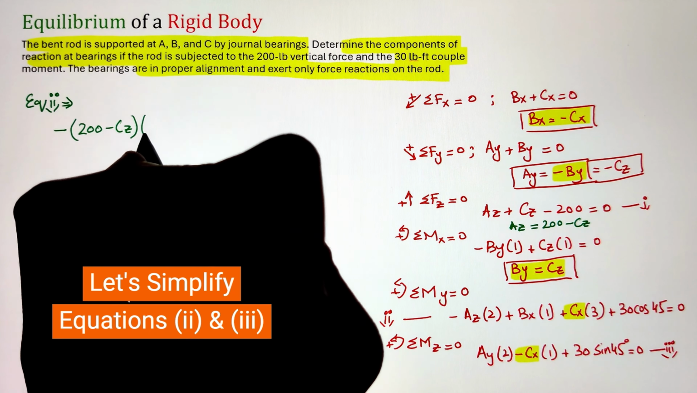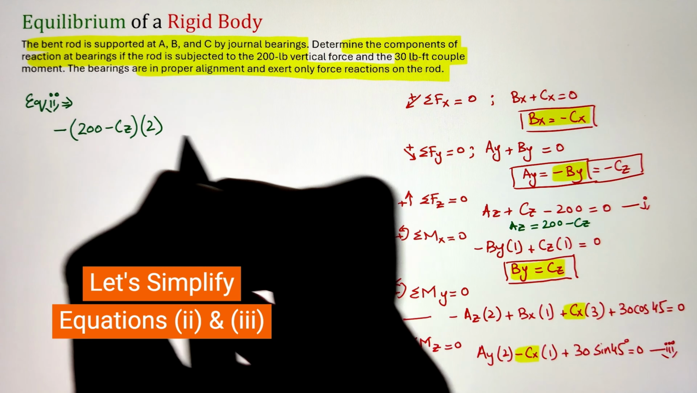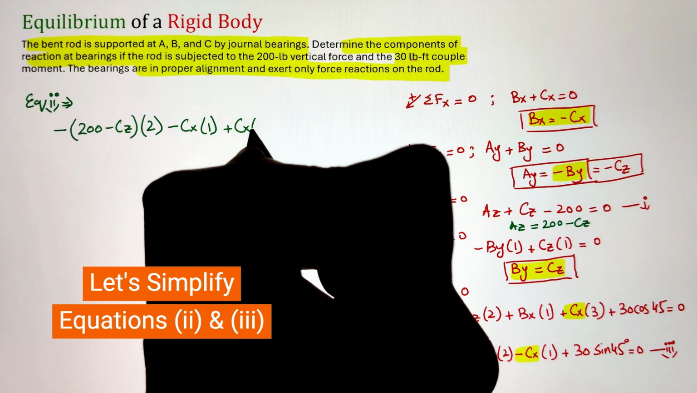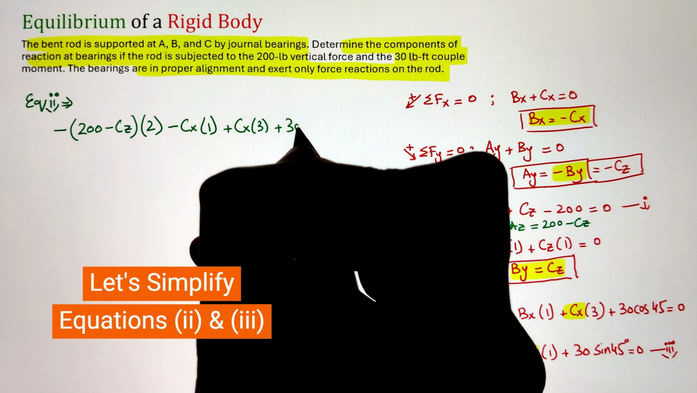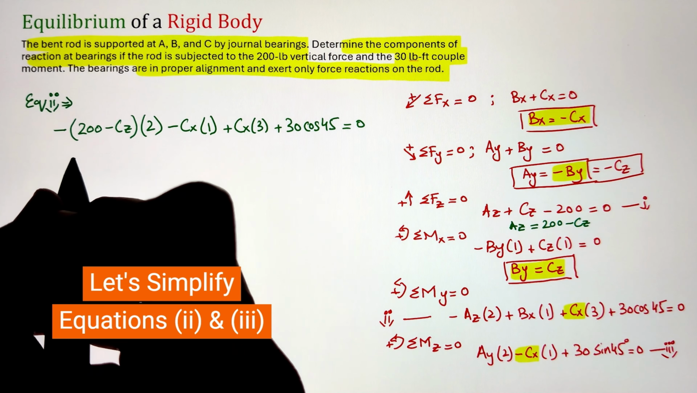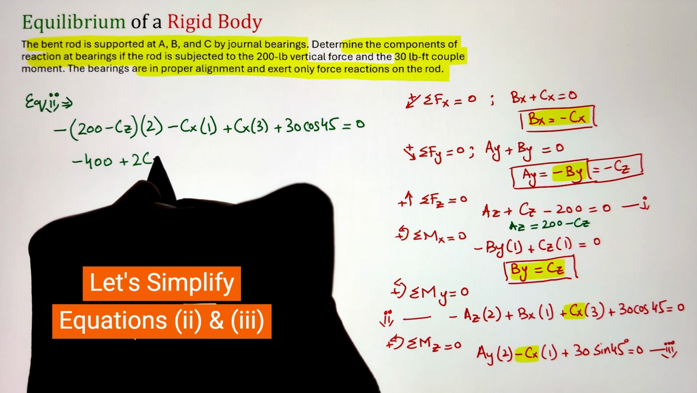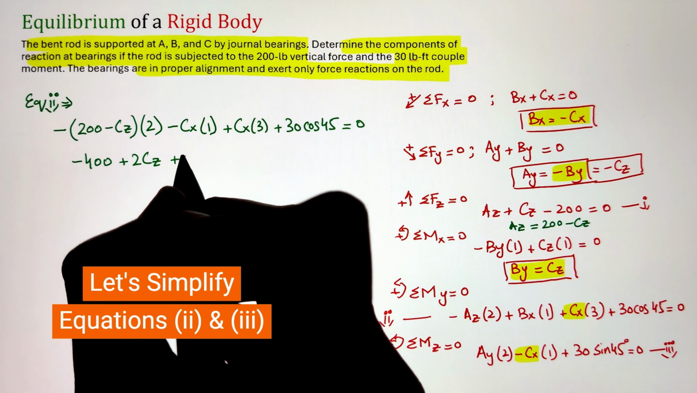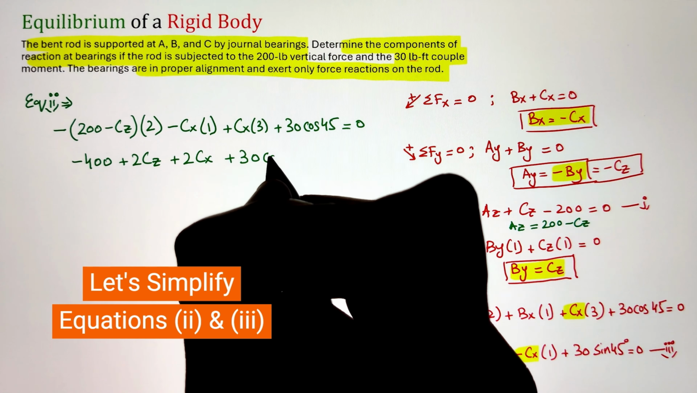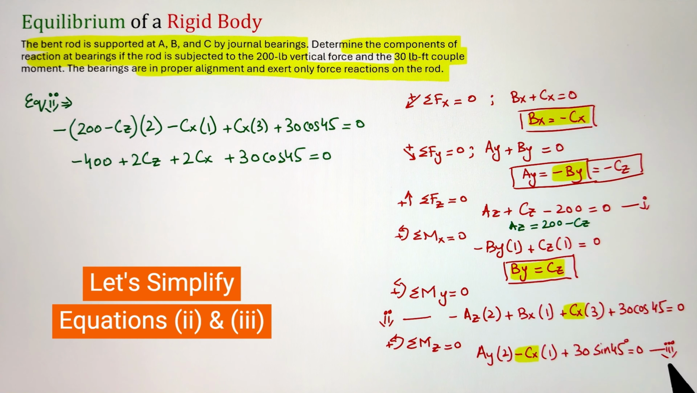This thing is being multiplied by 2, plus Bx times 1, and we already know Bx equals negative Cx, so let's replace it in terms of the Cx variable. Then I have Cx times 3 plus 30 cos 45. That is our equation 2. We can further simplify this equation. That becomes negative 400 plus 2Cz plus 2Cx plus 30 cos 45 equals 0.